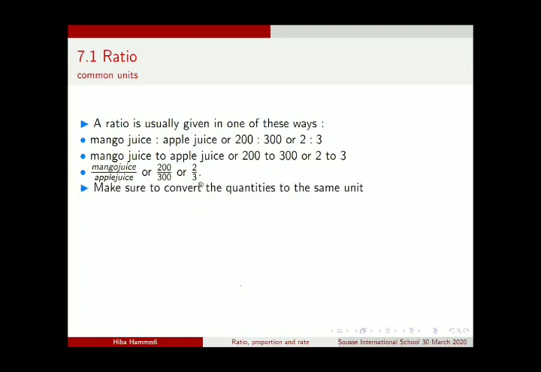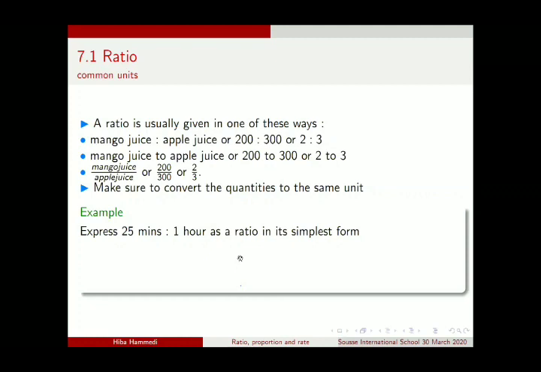All right. Now, when writing ratios, we need to make sure that we are using the same units. It means we need to convert the quantities to the same units if we have 2 different units. Okay, so let's look at this example. If they ask you to express 25 minutes to 1 hour as a ratio, in its simplest form, I need to follow these steps.